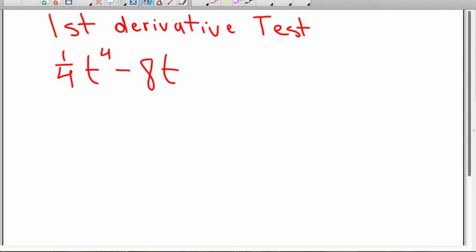So you would, to test for extrema, first find your first derivative, which is t to the 3rd minus 8. So now you set this equal to 0, which it's 2.